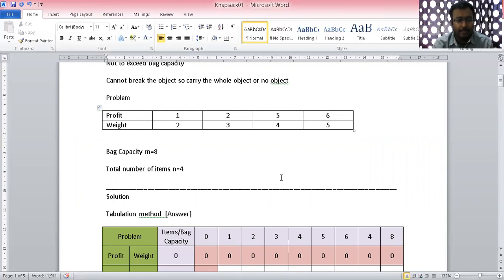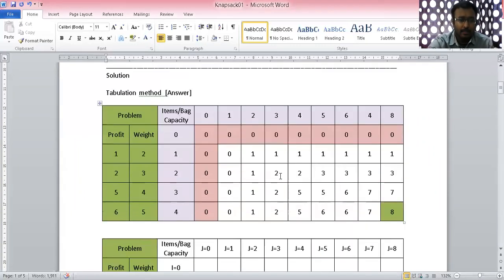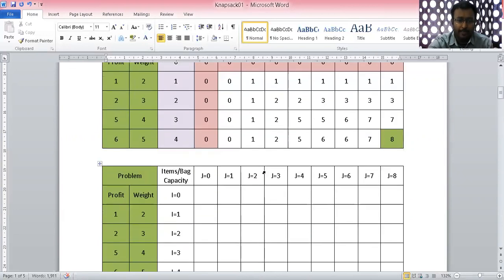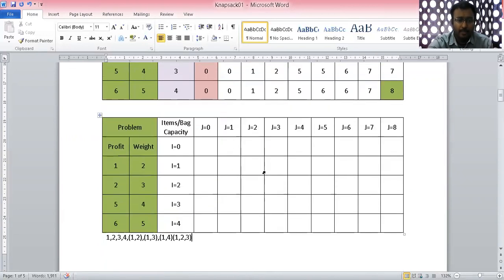So here the bag capacity is given as 8 and the total number of items is 4. Now actually I have found out the solution for this problem. The maximum profit comes out to be 8, and we have also kept in mind the constraint that we should not exceed the bag capacity. So how did I get the maximum profit as 8? The same problem again I am going to explain for you using tabulation method. So Knapsack 01 problem using dynamic programming, we are following this tabulation method.